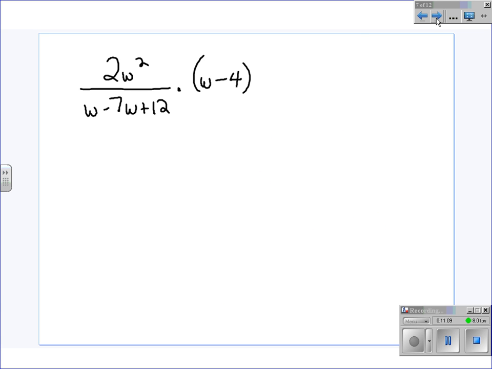Here I have 2w squared over w minus 7w plus 12, all times w minus 4. Where's that w minus 4 sitting? Numerator or denominator? Awesome. So when you're looking at this, think of that as over 1. Go ahead and do some factoring, please.